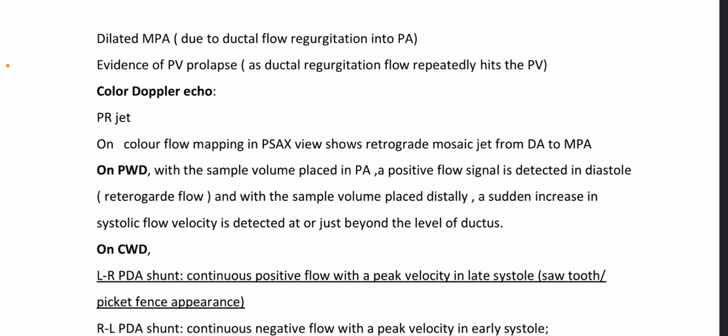Colored Doppler echo, pulmonary regurgitation jet on color flow mapping in parasternal short axis view shows retrograde mosaic jet from descending aorta to major pulmonary artery. On pulsed wave Doppler with the sample volume placed in pulmonary artery, a positive flow signal is detected in diastole, retrograde flow, and with the sample volume placed distally, a sudden increase in systolic flow velocity is detected at or just beyond the level of ductus.